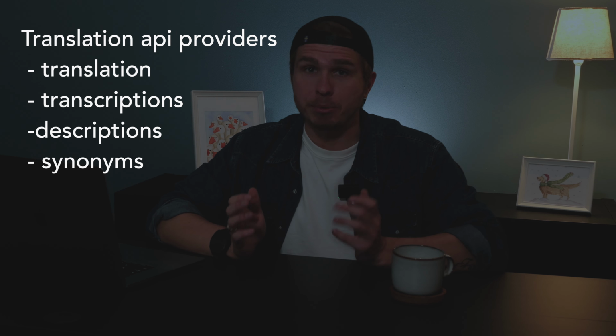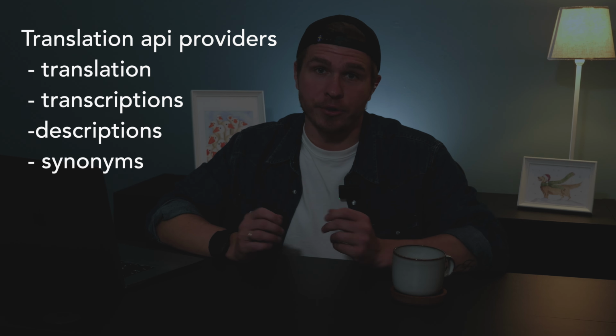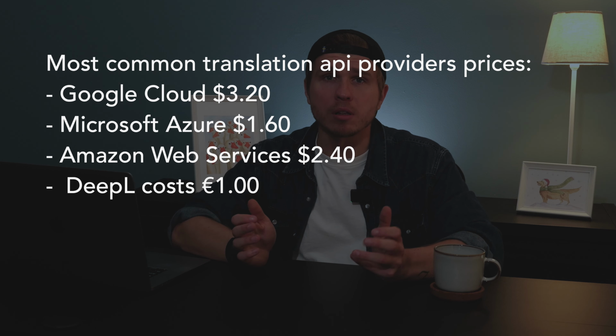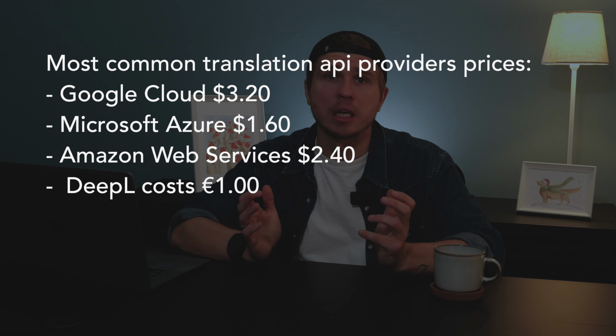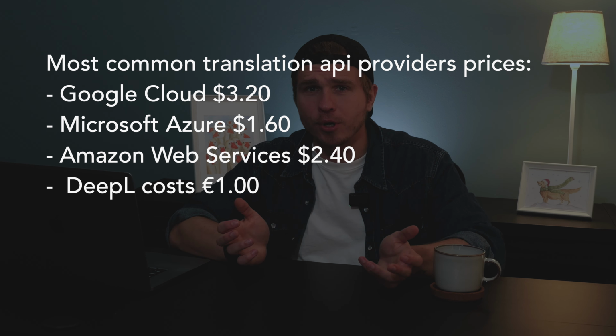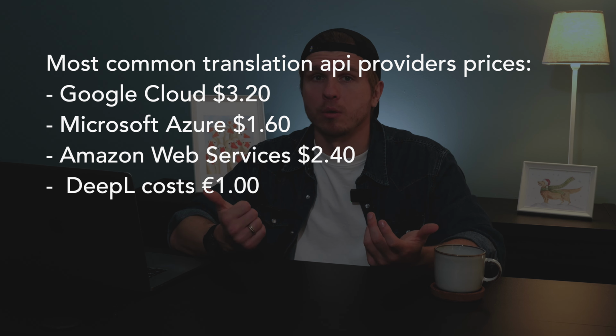The simplest way to implement the app was to use an existing API. These APIs provide translation, transcriptions, descriptions, synonyms, everything you need. However, they can be quite expensive. Here are some prices for 1000 words. Google costs $3.2, Microsoft $1.6, Amazon $2.4, and DeepL costs €1. While some of these services offer free tiers, we can further reduce costs by maintaining our own dictionary.